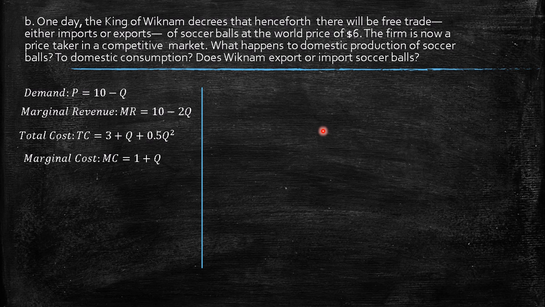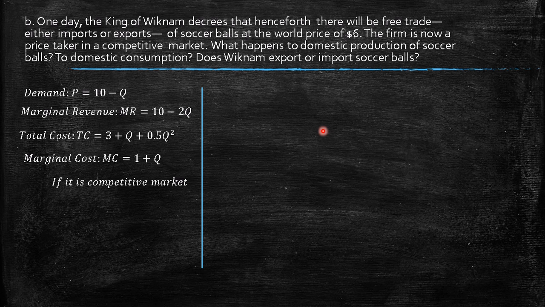Okay, then the other question says, one day the king of Wiknam decrees that henceforth there will be free trade, either imports or exports, of soccer balls, and the world price is 6 Wiknamian dollars. The firm is now a price taker in a competitive market. What happens to domestic production of soccer balls, and to domestic consumption? Does Wiknam export or import soccer balls?